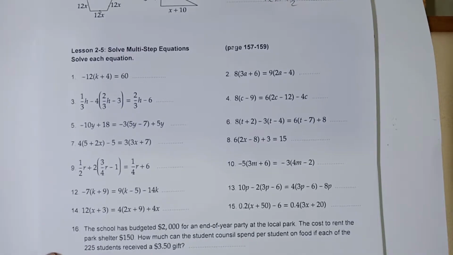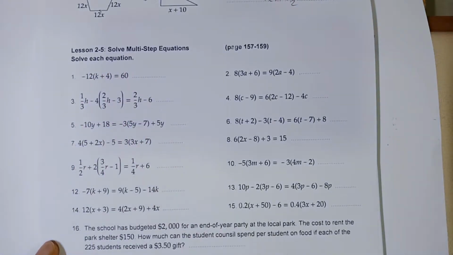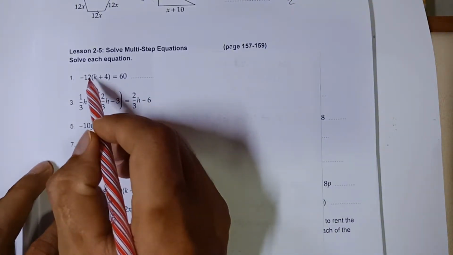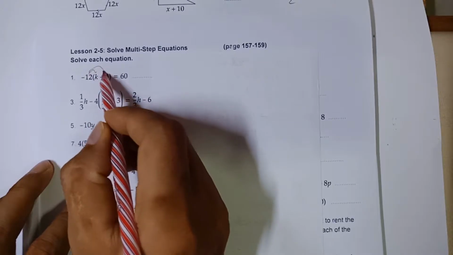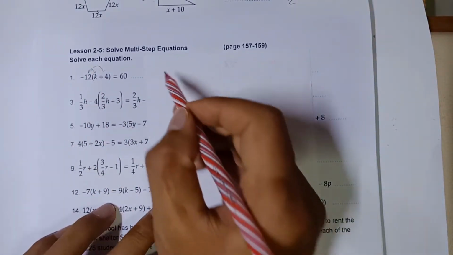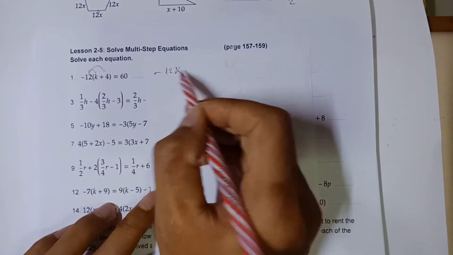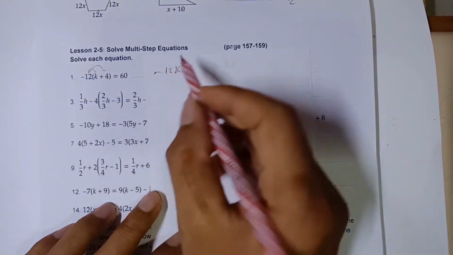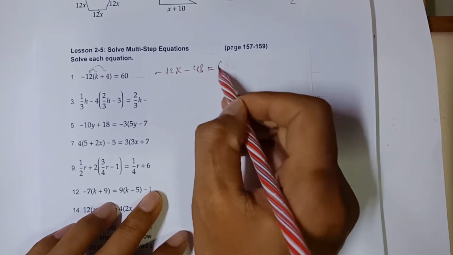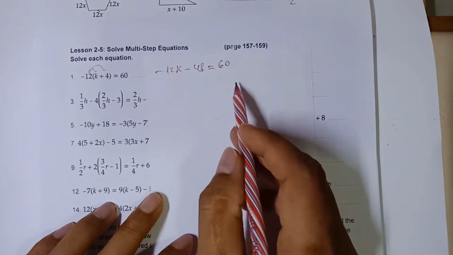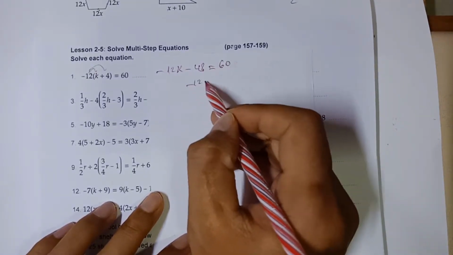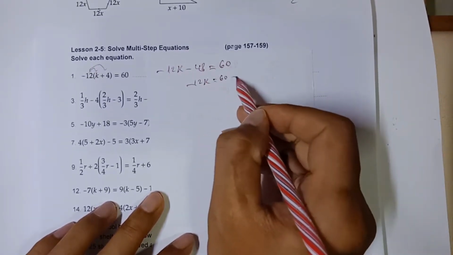Lesson 2-5. Solve multi-step equations. Solve each of these equations. Let's begin with number 1. To do this, you use the distributive property. Multiply inside first. Negative 12 times k, you have negative 12k, and then negative times positive becomes negative. So 12 times 4, you have 48, equal to 60. So after that, now you move 48 to the other side, so you have negative 12k equal to 60 plus 48.